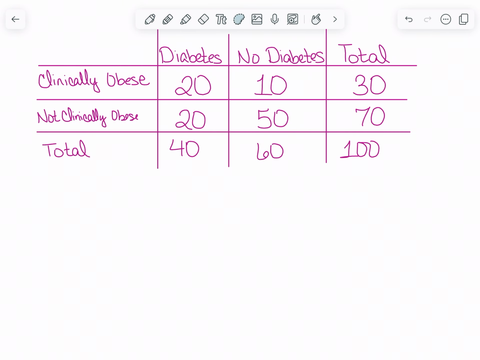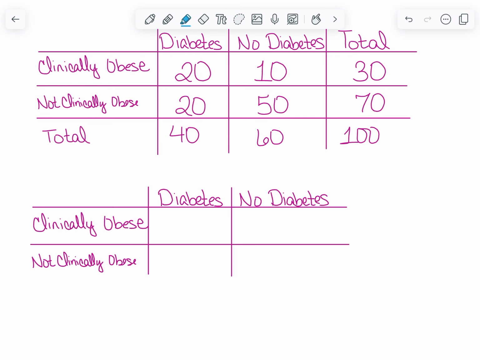Let's suppose we have this table here that looks at whether a particular person was clinically obese or not clinically obese, and whether they had diabetes or no diabetes. And we want to know if there is an association here. Is there a relationship or an association between obesity and diabetes? These values that we were just given, these are our observed values. And then we need to calculate our expected values. When calculating our expected values, we don't need to worry about a total column.